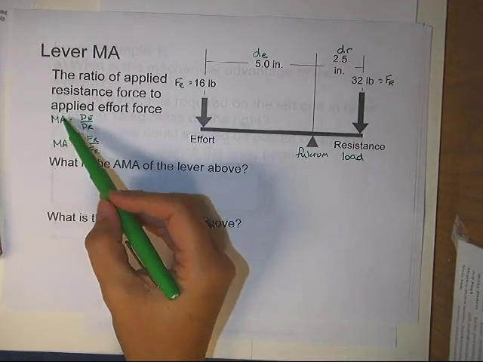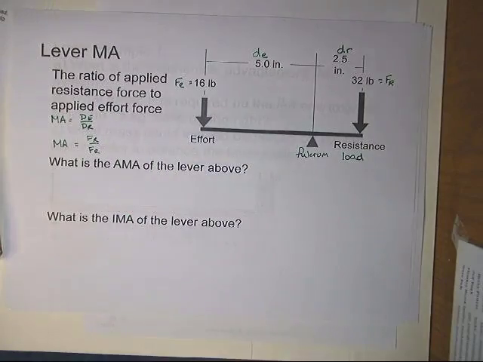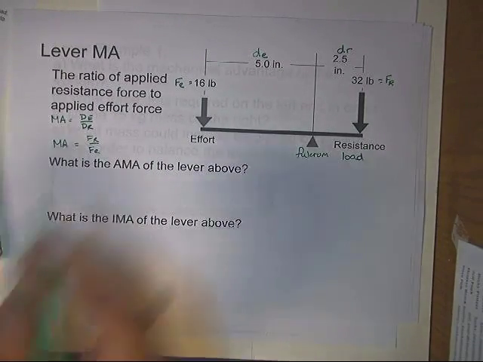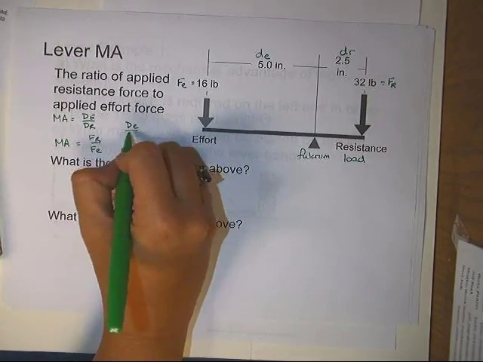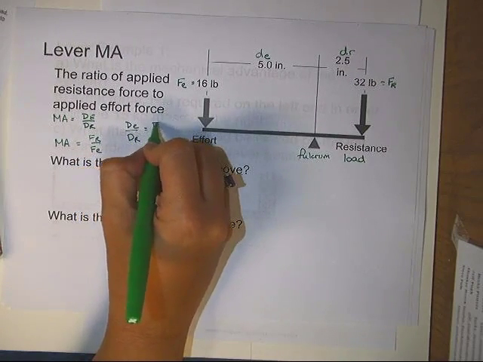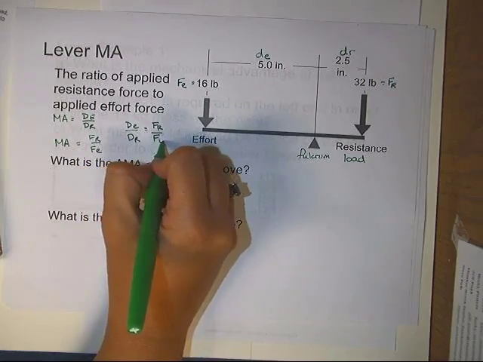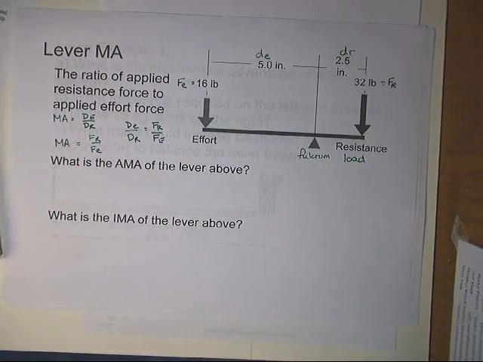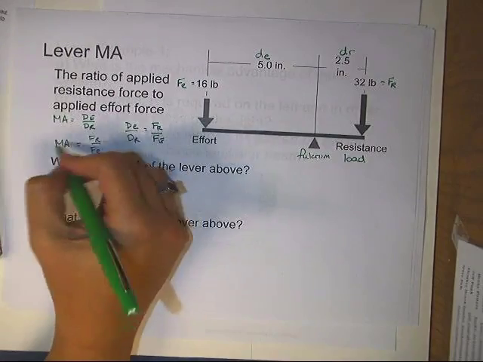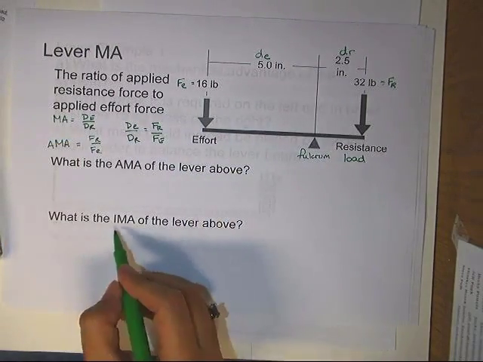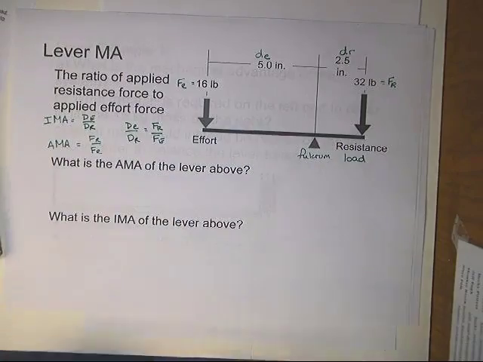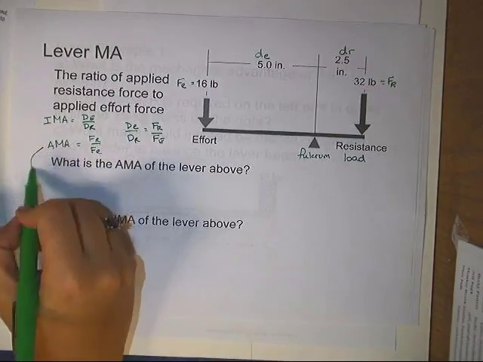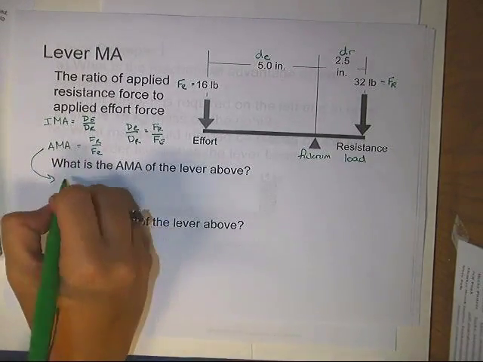So in this case, this MA is going to be equal to this one here. So we can also write this as dE over dR equals FR over FE. Sometimes we're going to need one of these, and sometimes we're going to need this one. So the first thing it asks us to do is find the AMA, which is this one with the forces, and then it asks us to find the IMA, which is the ideal mechanical advantage, which is the one with the distances. So we're first going to use this formula here to find this one. So I'm just going to rewrite it.